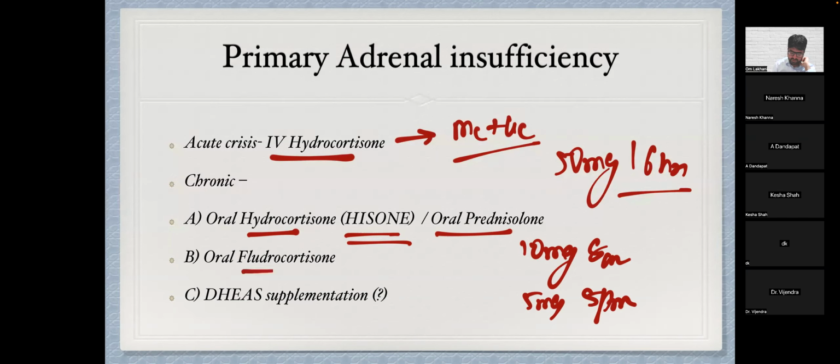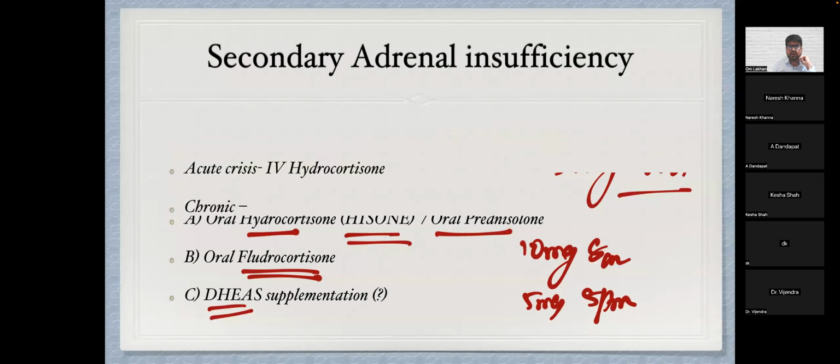Along with this, remember, you also have to give mineralocorticoid. So you need to give fludrocortisone, and typically we give 0.1 milligram, also 100 microgram of fludrocortisone. And in some cases, there is again an area of debate, but in some cases DHEA supplementation is also useful, especially if you have young females. You can consider DHEA supplementation.